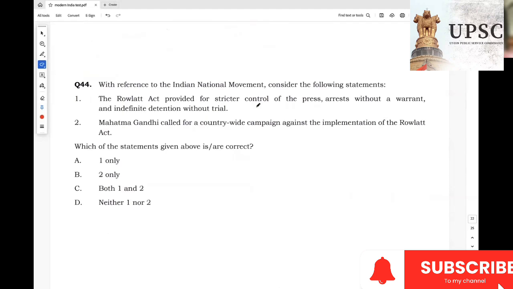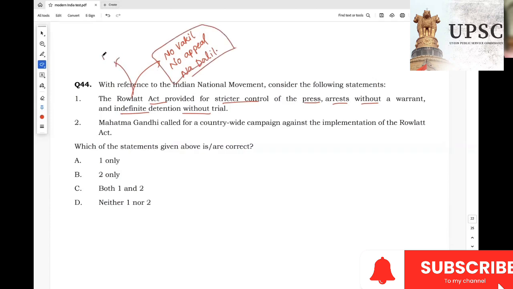Indian national movement, consider the following statement. The Rowlatt Act provided for stricter control over the press, arrest without warrant, and indefinite detention without trial. And that's why the Rowlatt Act is known as no vakil, no appeal, no dalil. This was a popular saying, and it was also called the Black Act by Gandhi.